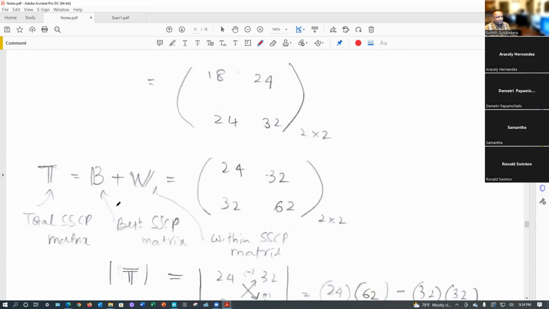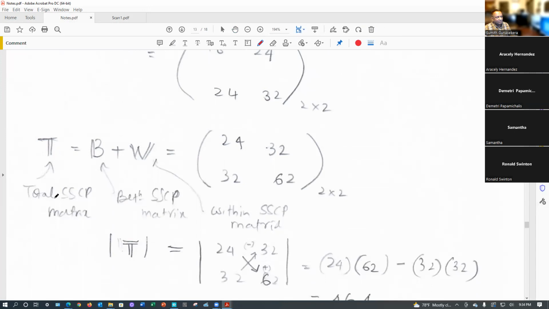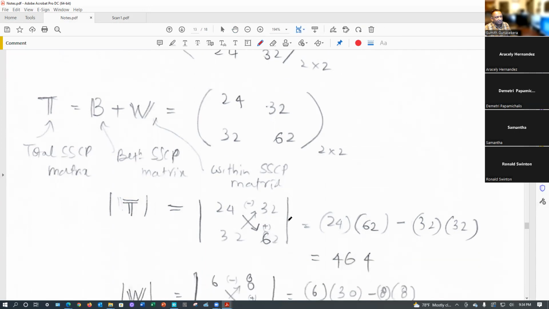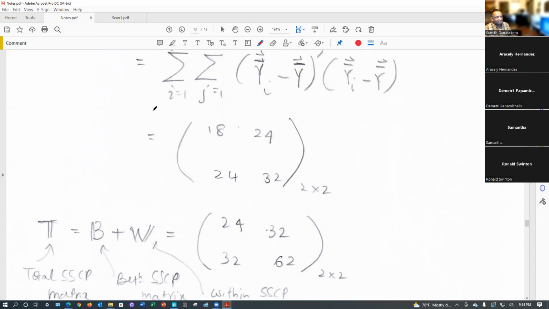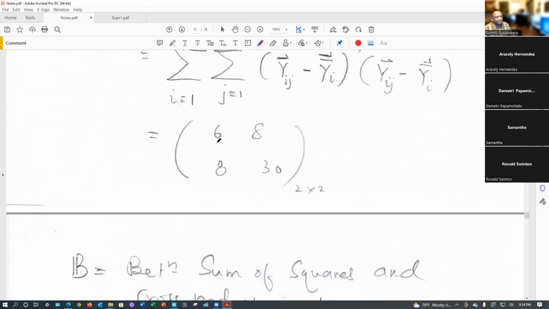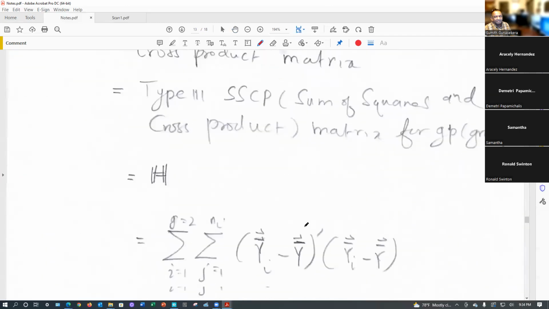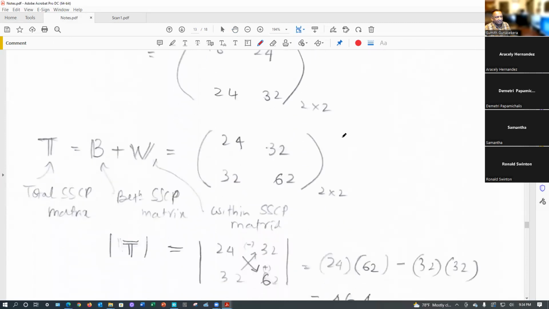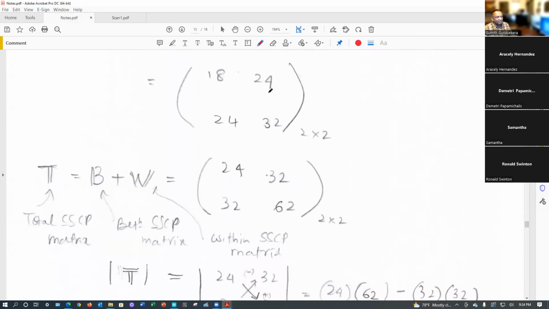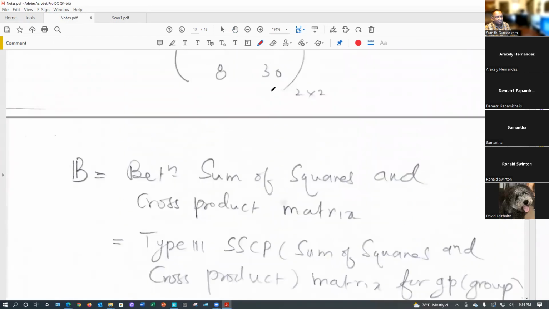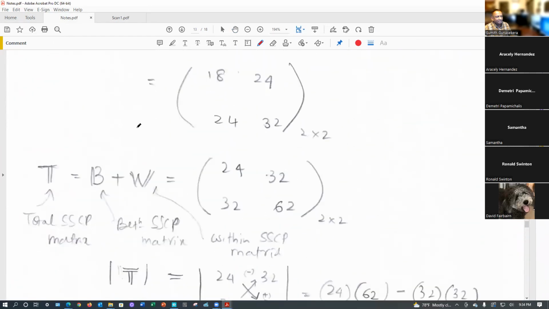See? Then you get the total. Total SSCP, total sum of squares and cross product matrix. Between sum of squares and cross product matrix plus within sum of squares and cross product matrix would give you this one. See? You're going to add this one to that one. 18 plus 6, 24. And 24 plus 8, 32. 32 again. And 32 plus 30, here, 62. So this is the total one.